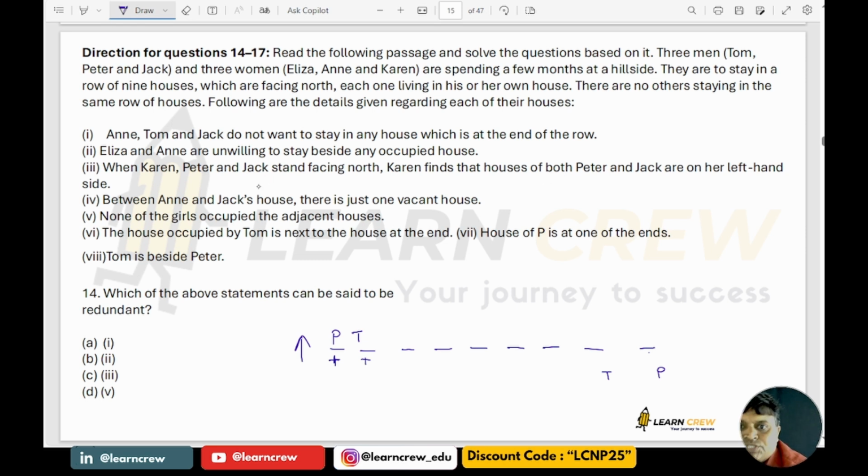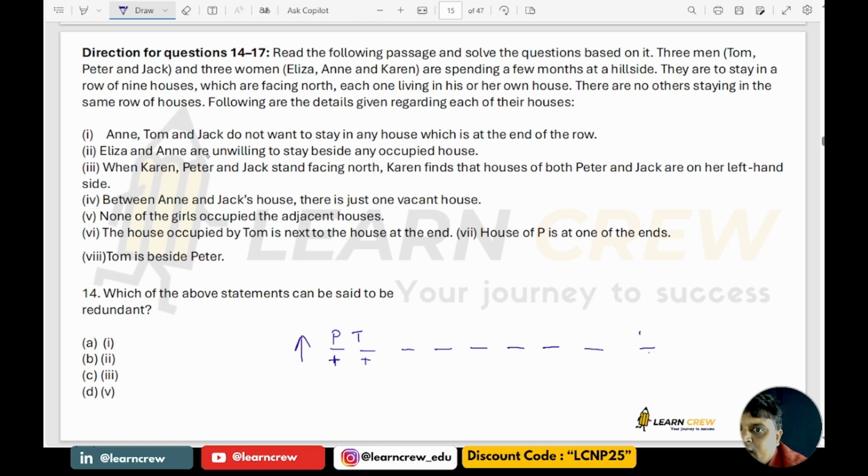And it is given that between A and Jack's house there is just one vacant house. Between A and J there is one vacant house. Now Jack is a male and Annie is a female. So Annie cannot come here. Annie cannot be at the extremes, at the end of the row.